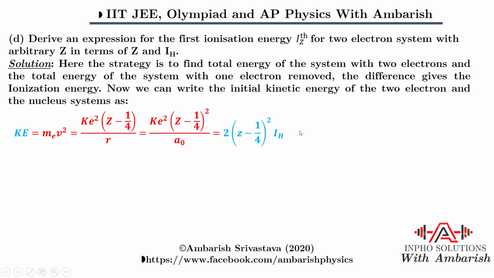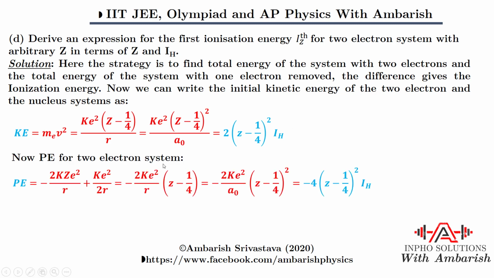Then what about the potential energy of the two electron system? We have to consider the interaction energy of the electrons amongst themselves and the interaction energy of the electrons with the nucleus. For each electron, the interaction energy is k Z e square by r with the negative sign because of opposite charges, and therefore there is a 2 sitting over there because there are 2 electrons. So this is the potential energy of interaction with the nucleus, and then there's also an interaction energy of the electrons amongst themselves, that is k e square by 2r. Now you can simplify this. You take k e square by r common and you get (z minus 1 by 4) times 2 k e square by r.